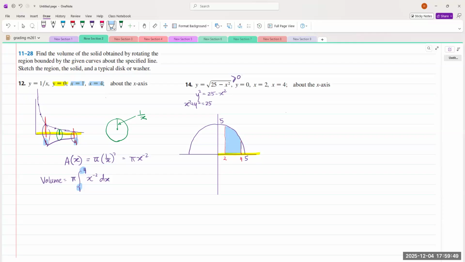Now then, I pick a typical line which I will rotate with respect to the x-axis. That's what they say, right? Rotate with respect to the x-axis. Now that will give me this. That's not a nice picture. That will give me a disc with radius, this radius here, which is the square root of 25 minus x squared.